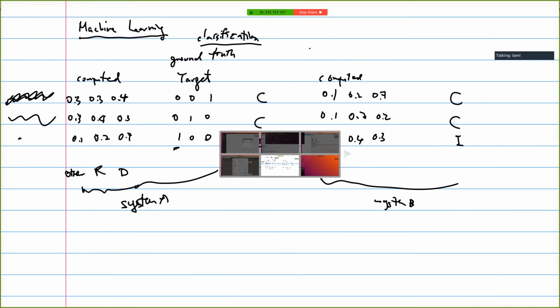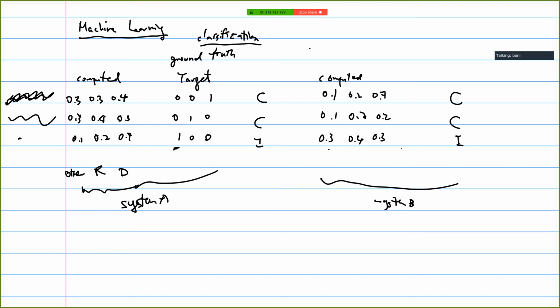System B, I think. Yeah, system B should be better, right? But simply counting the number of correct or incorrect predictions, you cannot judge which one is better. It's not a good measure to just use the number of incorrect or correct results to judge which system is better. So again, the KL-divergence can come into use.